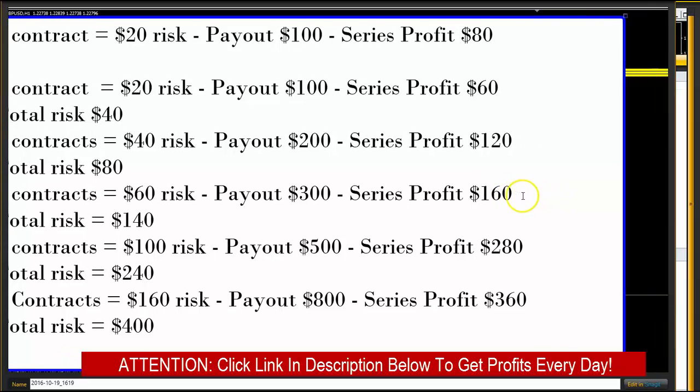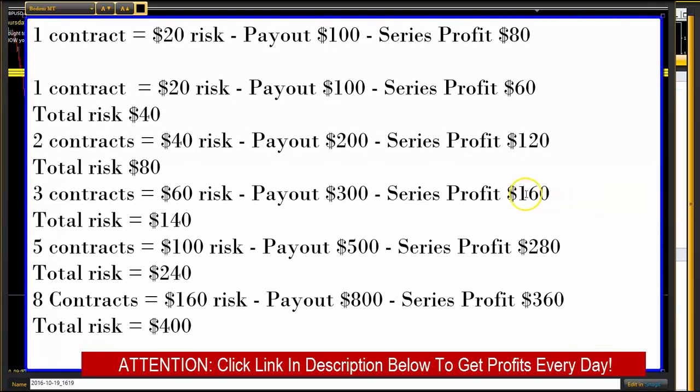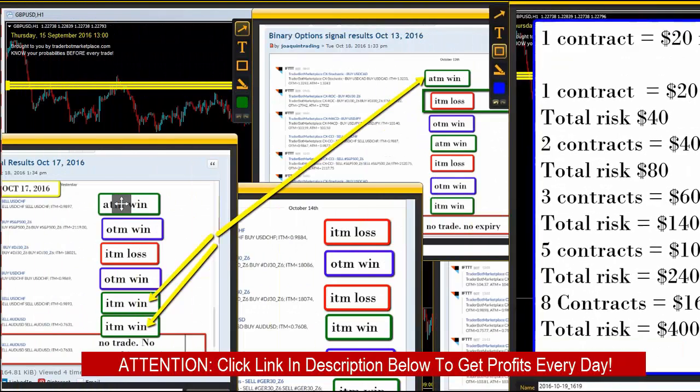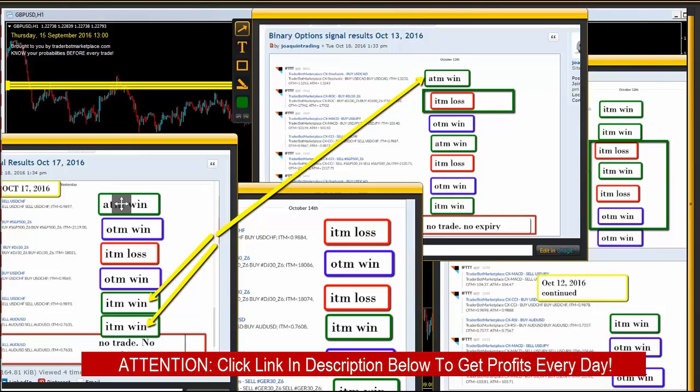Your total profit is $160. So the first one was 60. Now it's 160. Okay. So we have a rolling profit. Let me write this in here. Rolling profit of 60 plus 160. Okay, there we go.